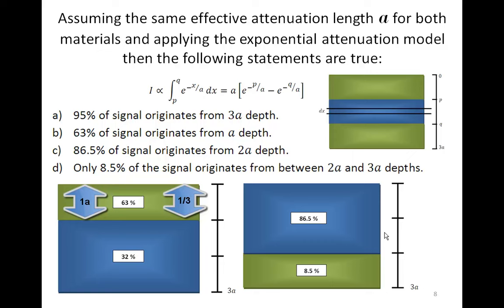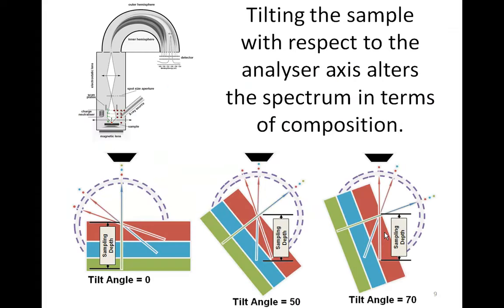So that means that a material at the surface will be favoured by XPS over a material that is beneath. If it's at a depth of 2 attenuation lengths, then you only get 8.5% from a third of the surface, which is not entirely bad, because this is one of the properties of XPS, is that you can get more than one spectrum from a sample by performing experiments at different angles for the sample.